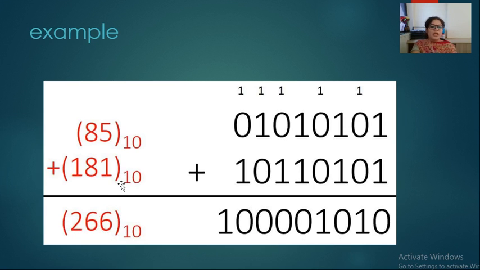So this is how we have to perform binary addition. You can add any two numbers by using this method. You can take any two numbers and perform addition on them.